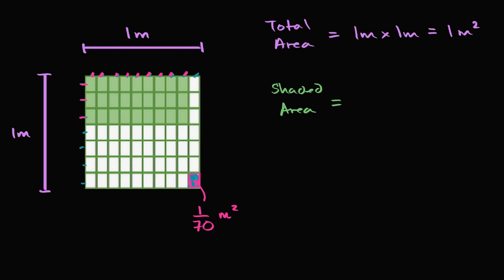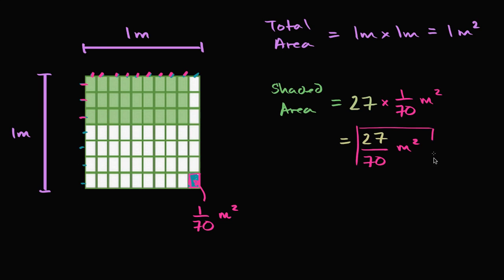So the shaded area is going to be, we have 27 of these rectangles, and each of them has an area of 1/70th of a square meter. And what does that give us? Well, the area of the shaded area is going to be 27/70ths. 27 times 1/70th is going to be 27/70ths square meters. And we're done.